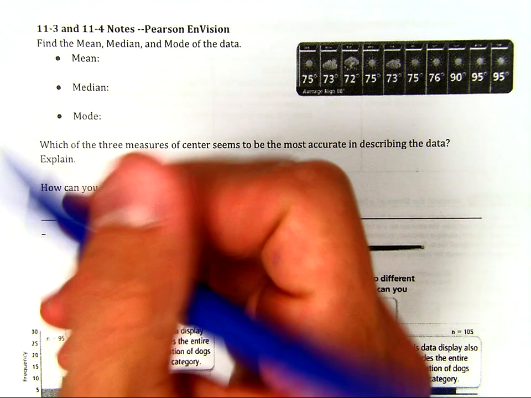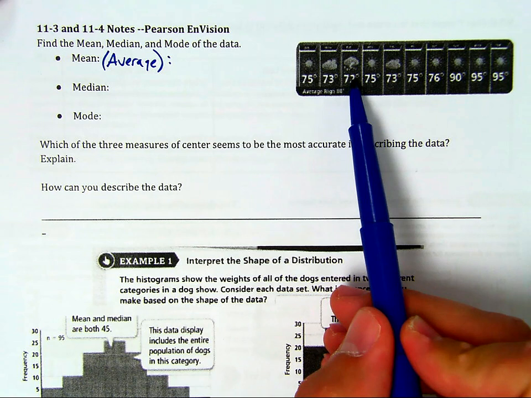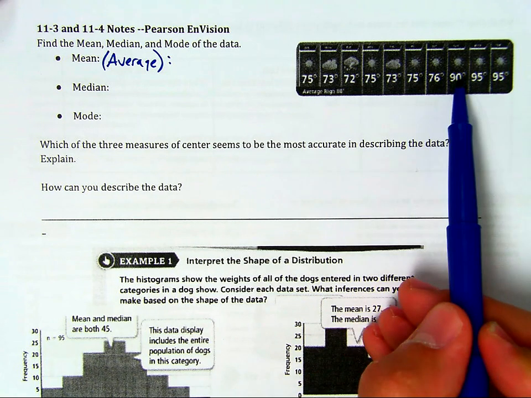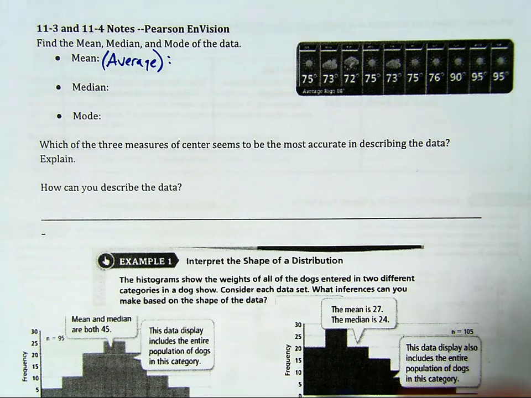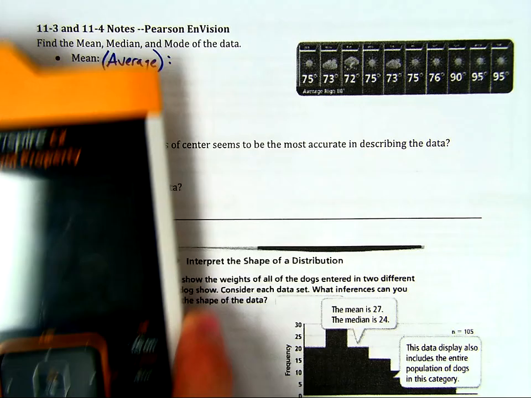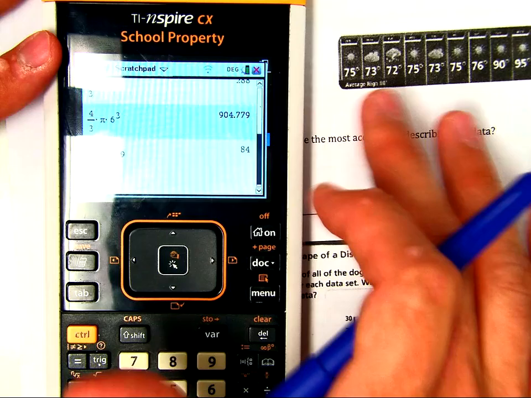So we have to remember that the mean simply represents the average of the numbers. So in this first problem, we have the temperature measured through 1, 2, 3, 4, 5, 6, 7, 8, 9, 10 days. To find the mean, all we're going to do is add all of those measures together. I'm going to take a calculator here and add all of the degrees.